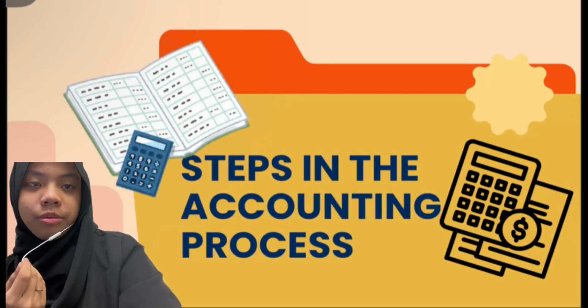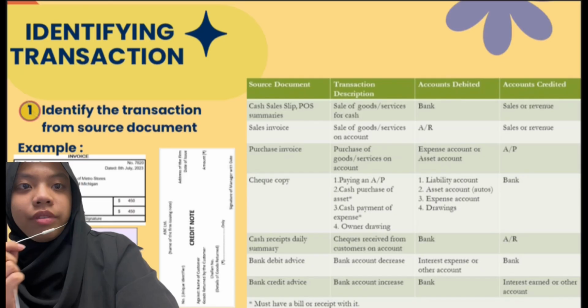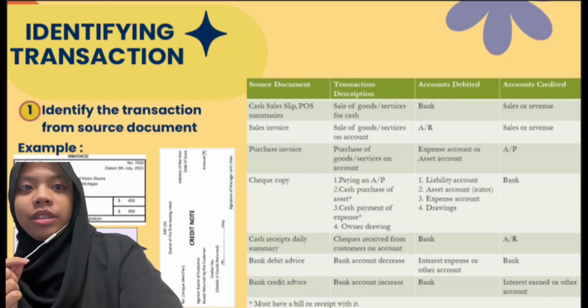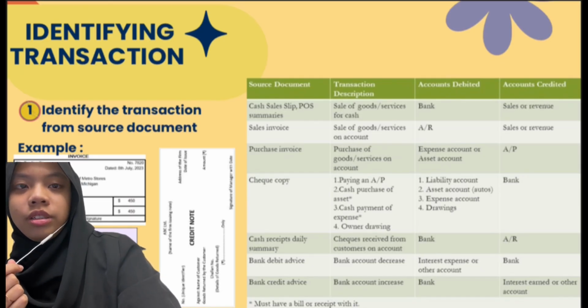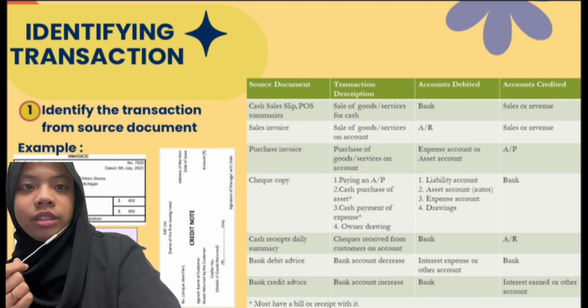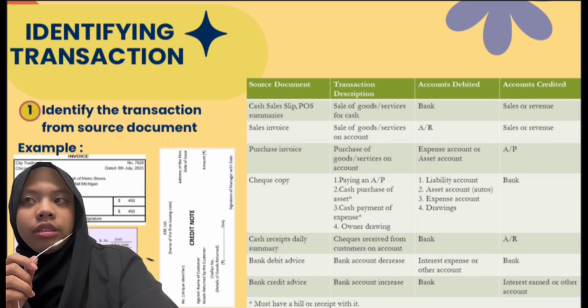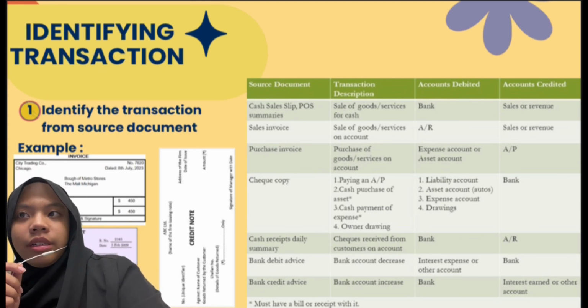I will explain the steps in the accounting process. Firstly, identify transaction. Source documents are the original records that provide evidence of financial transactions. Number 1 is cash sales. Transaction description is sale of goods, account debit, bank, account credit, sales or revenue. Next, check if the transaction is cash purchase of asset, cash payment of expenses or owner drawing.